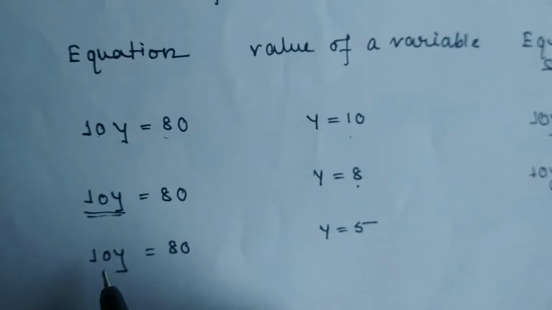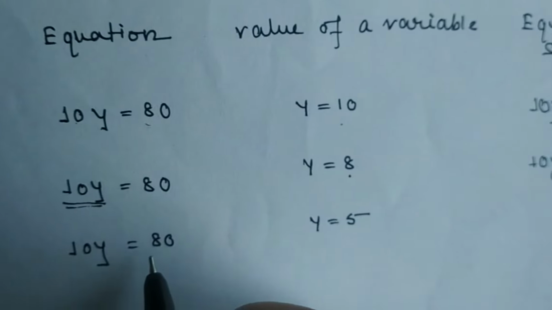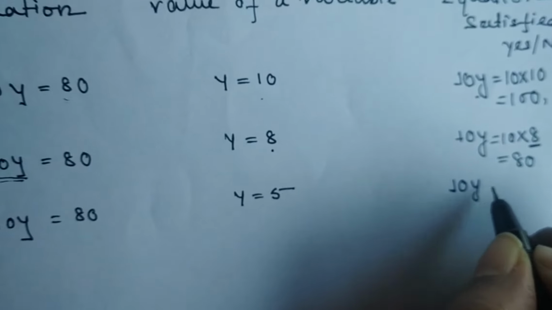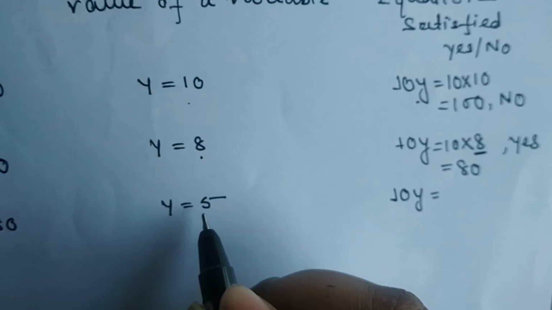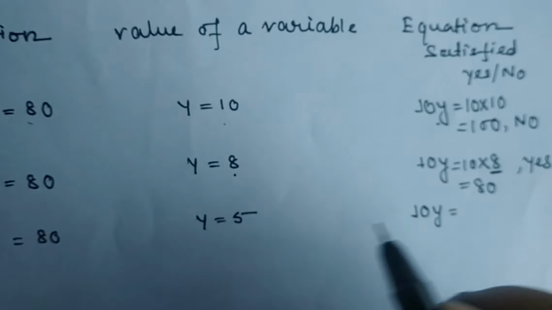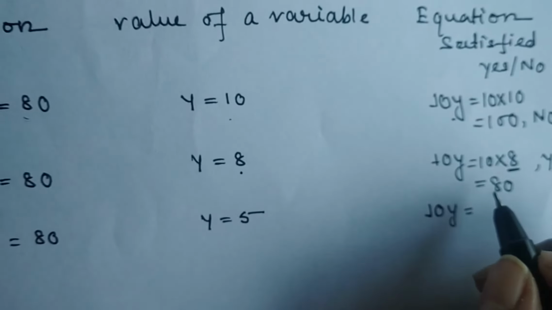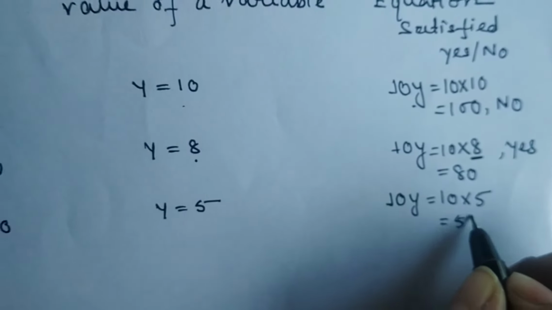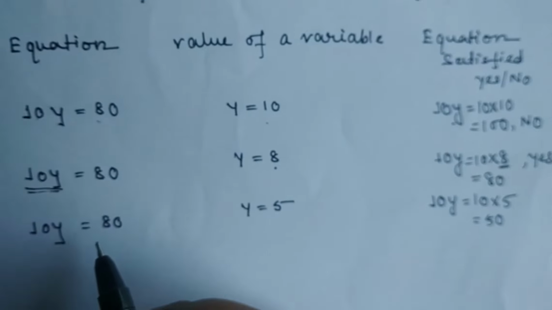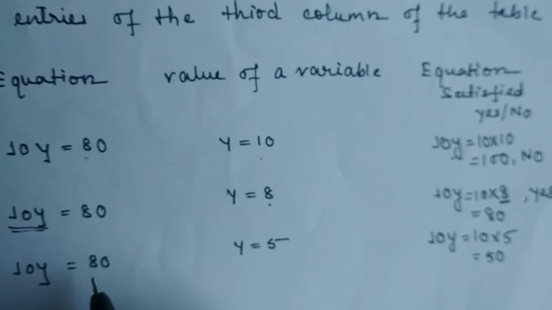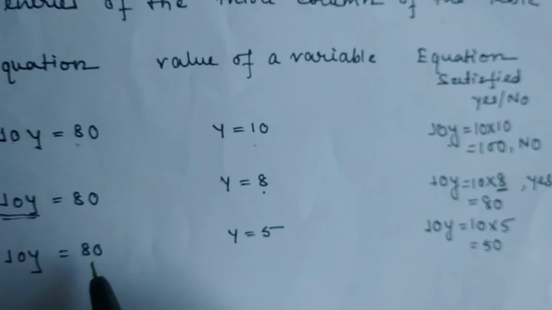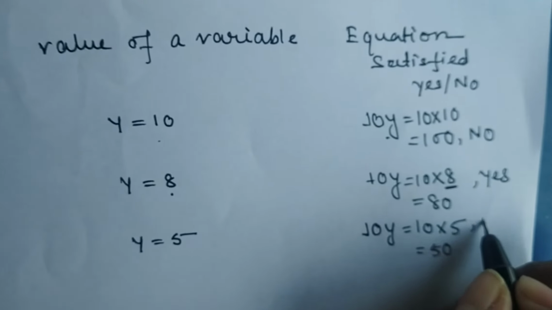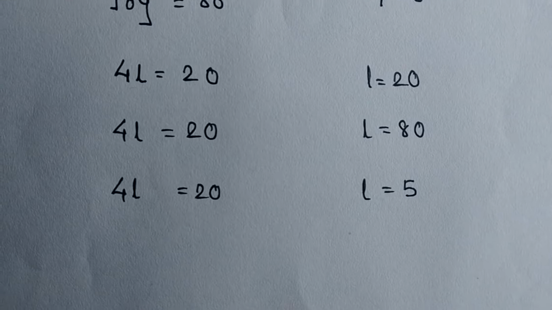Now here we have 10y is equal to 80, again the same equation. So here 10 into y, and in the place of y we will write 5 because in this one 5 is there in place of y. So we will write 10 into 5. So we are getting 50, and on the right hand side 80 is there. That means it doesn't match, it doesn't satisfy the value on the right hand side. So it's no.